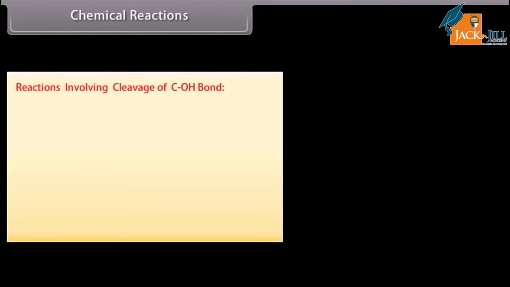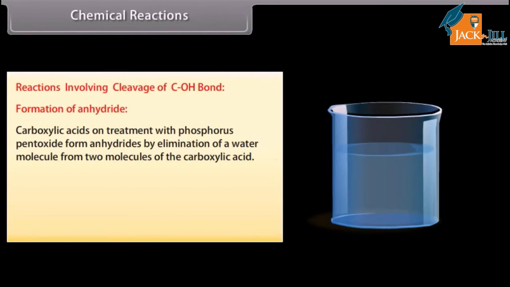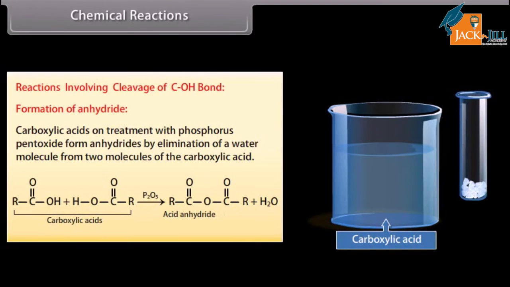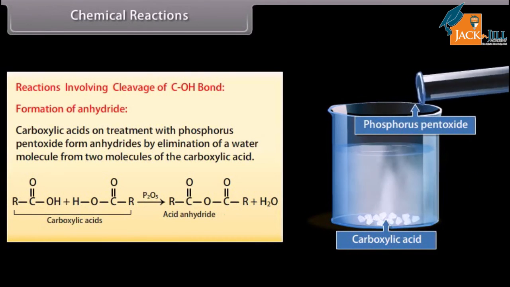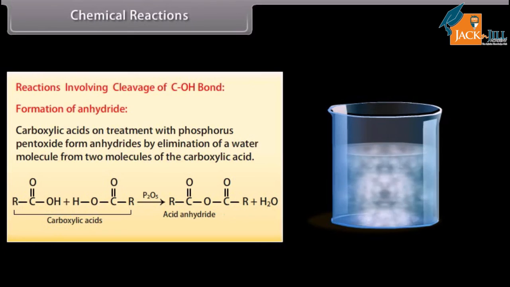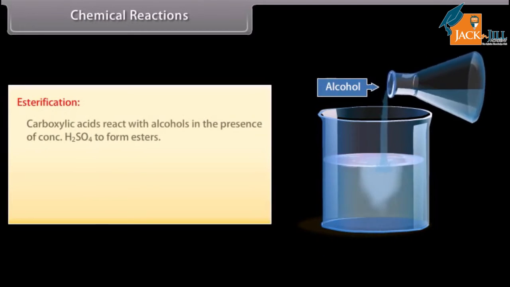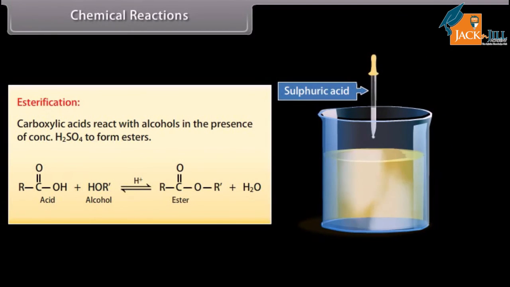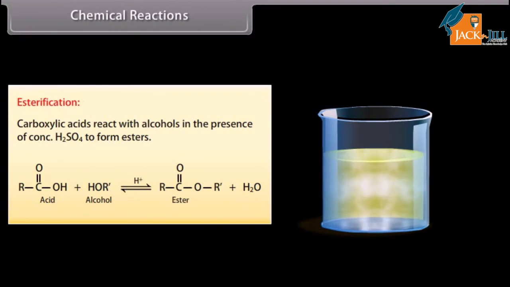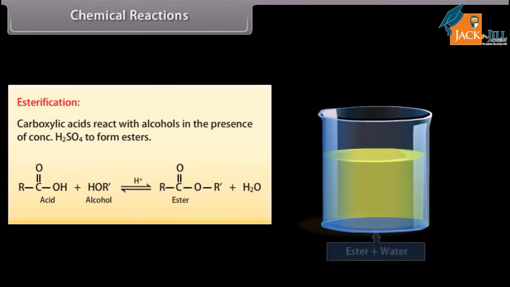Chemical reactions. Reactions involving cleavage of the C-OH bond. Formation of anhydride. Carboxylic acids on treatment with phosphorus pentoxide form anhydrides by elimination of a water molecule from two molecules of the carboxylic acid. Esterification. Carboxylic acids react with alcohols in the presence of concentrated sulfuric acid to form esters.